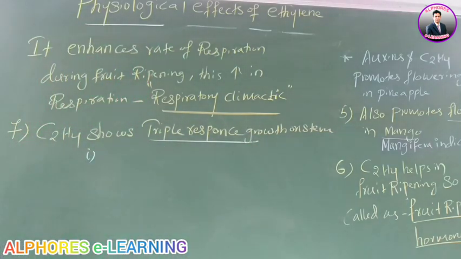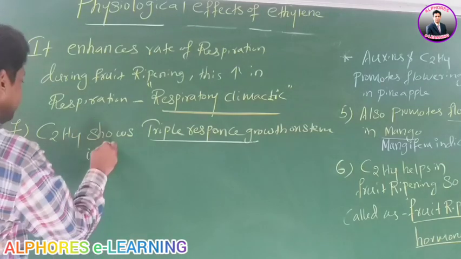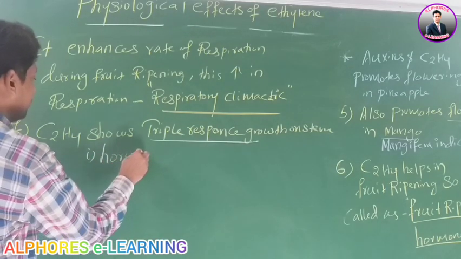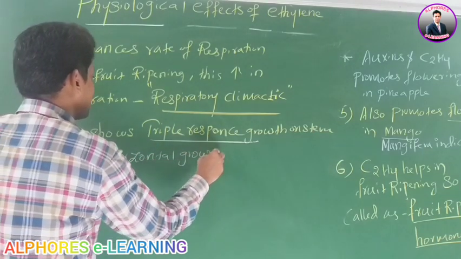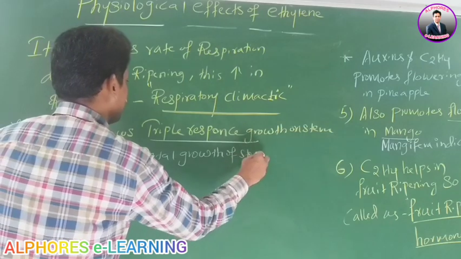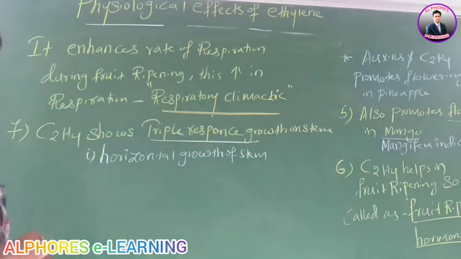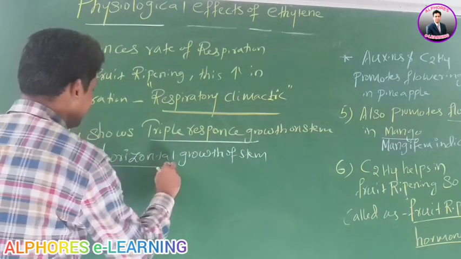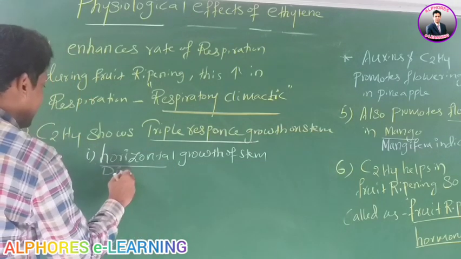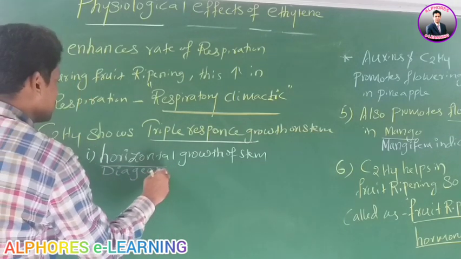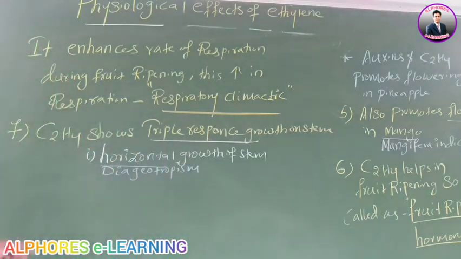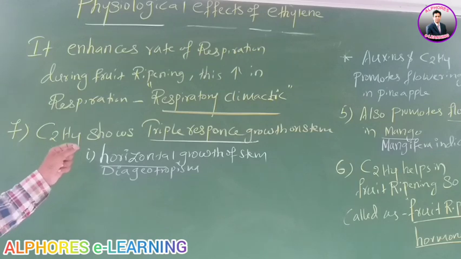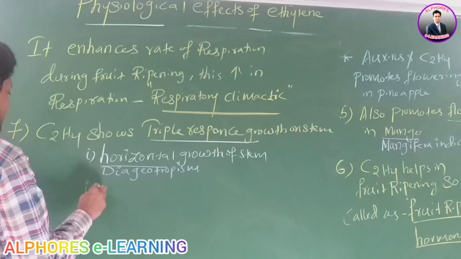Number one, the first one, horizontal growth of stem. Horizontal growth of what? Stem. Horizontal growth means, can we call it geotropism? Yes. Geotropism. Horizontal growth.